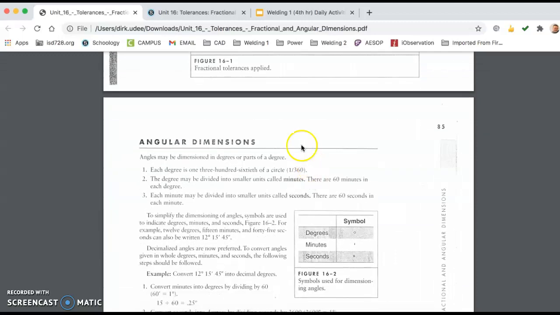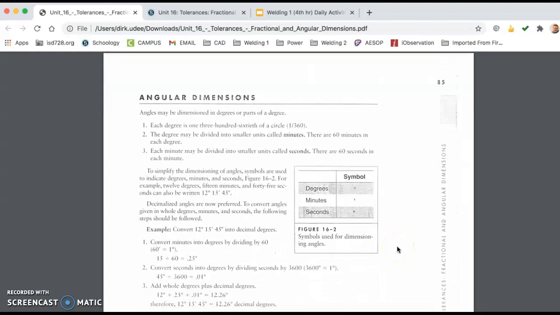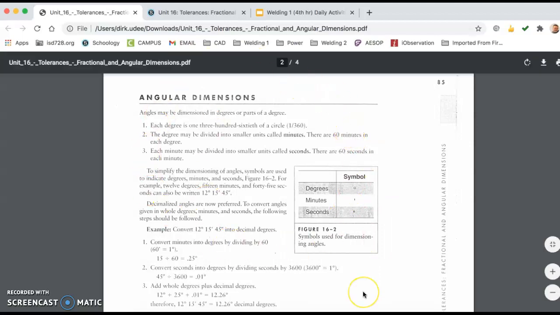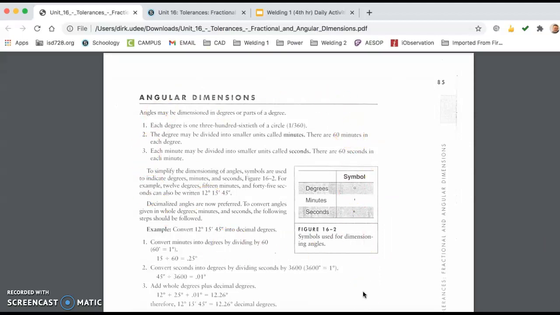Here are your angular dimensions. Well, in our most recent math, doing angular measurement, now we're able to do the math unit first, and then immediately follow up with the angular dimensions the week after. So this is also fresh in your memory.